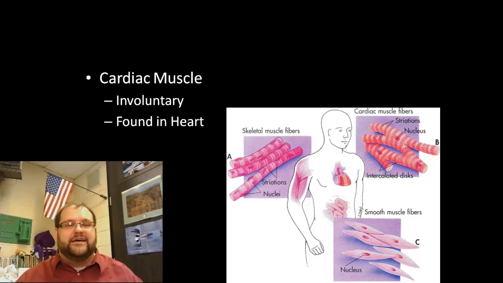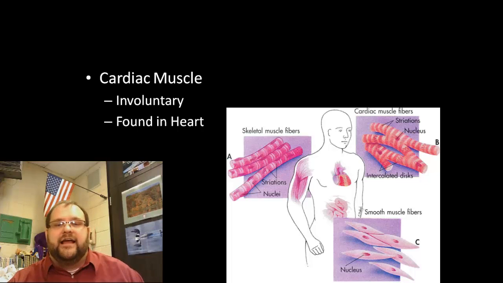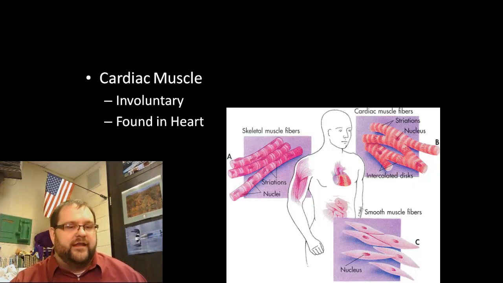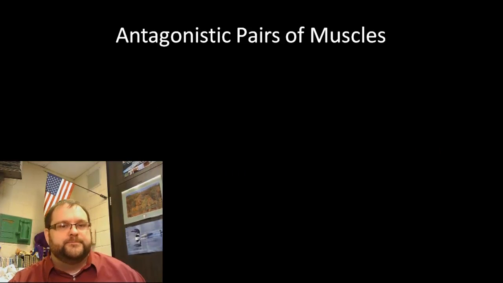You don't get to tell your heart to speed up or slow down at will. It does it depending upon what sort of stimulus is put upon you. So it's involuntary, it's found in the heart. It actually looks like this. It's multinucleated as well, and it has branches. So it's sort of branched here. It looks kind of like skeletal muscle, a lot closer to skeletal muscle than it does to smooth muscle, but yet it's different. Okay.